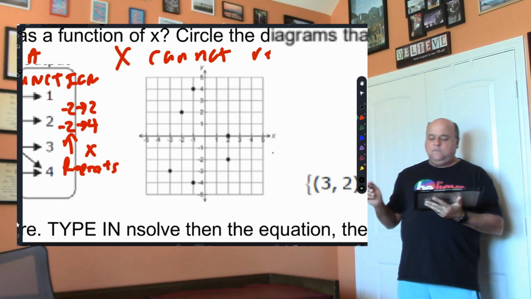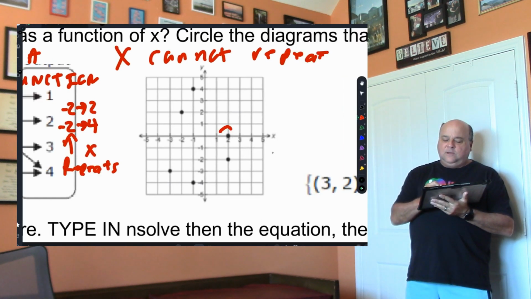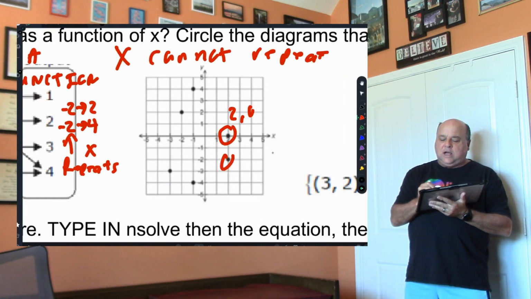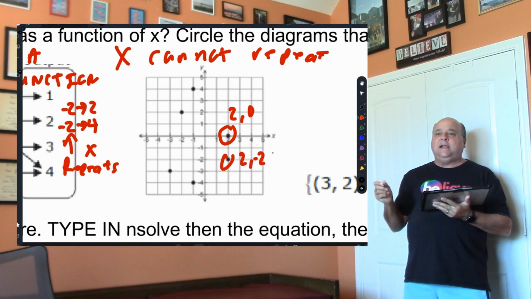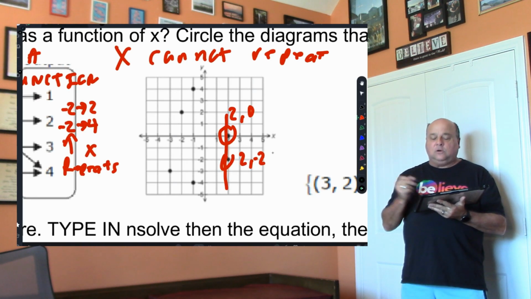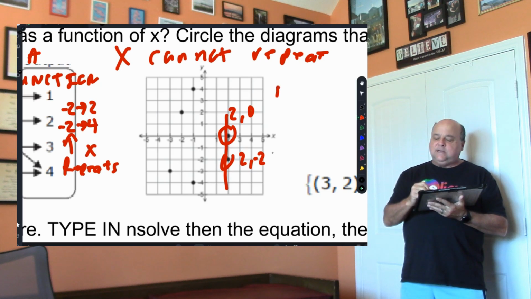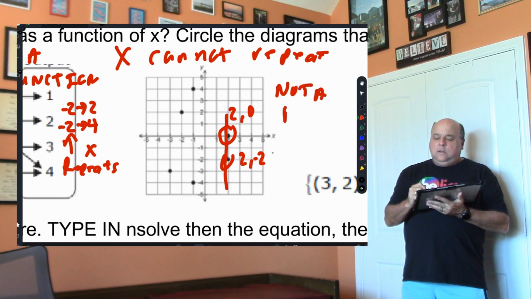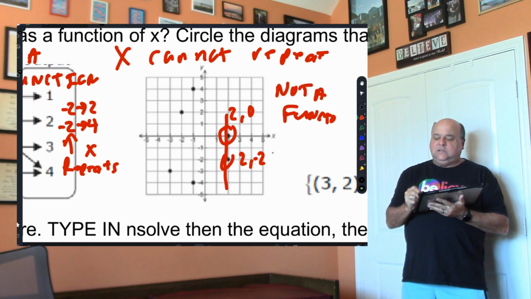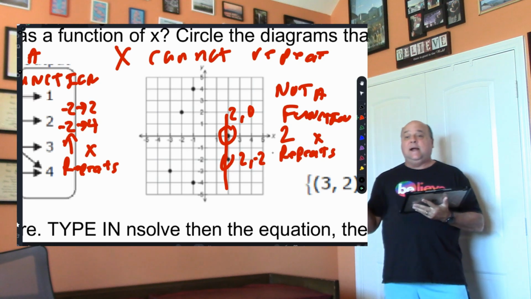Let's go to the next one. This one and this one. This is 2, 0. This is 2, -2. Do you see how the dots are stacked on the vertical line? It's not a function because the 2 is repeating, right? 2 repeats. If one of the x's repeats, it's not a function.